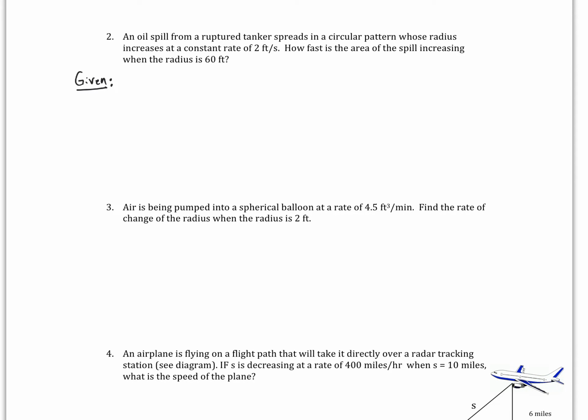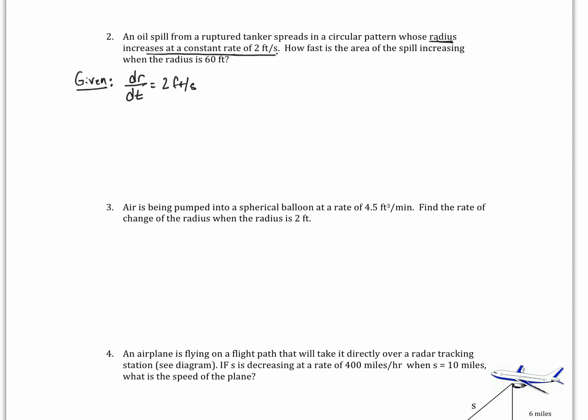Well, what are you given? You're given this thing. The radius increases at a constant rate of 2 feet per second. Okay, radius, feet per second. So that's going to be a change in radius over a change in time, and that's 2 feet per second. You see how I got that? That's a dr/dt because it's changing. The radius is changing. Change in radius per time, 2 feet per second.